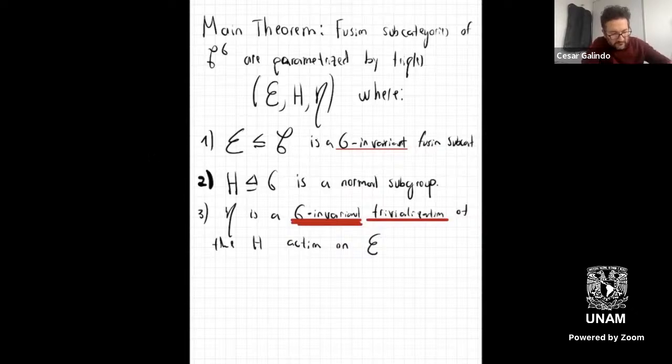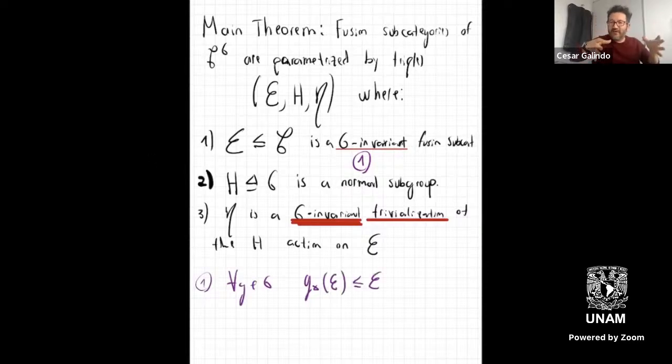So let's first say what a G-invariant fusion subcategory is. Remember, for every element of your group, you have a tensor autoequivalence of C. And now we have a fusion subcategory E. That means just that for every element of your group, the image of E is again inside of E. So it is stable under the action of your group. That is just that. So look that in particular, G restricts to a new action on the category E. Okay, so that's the first.